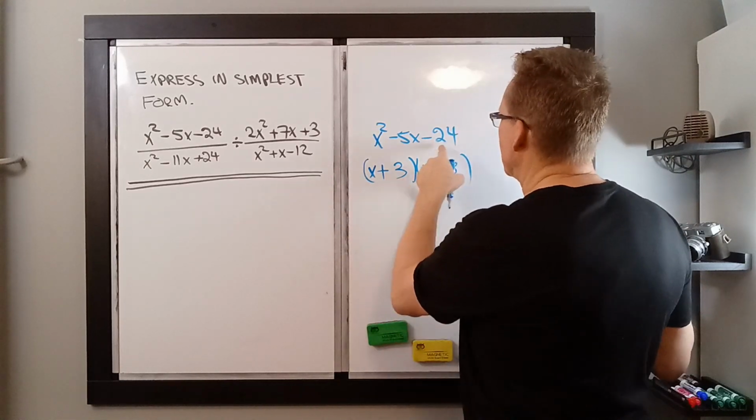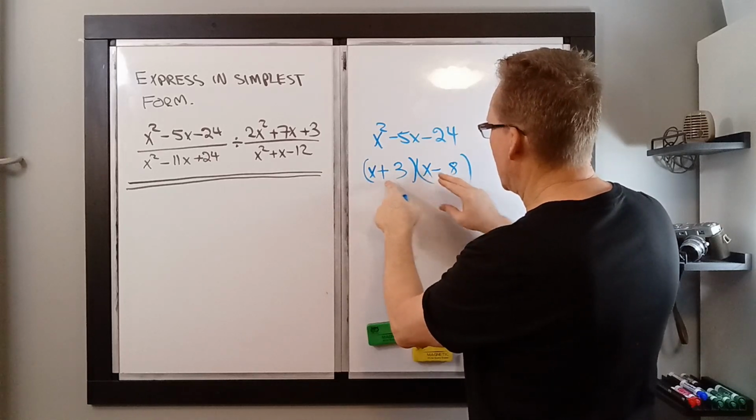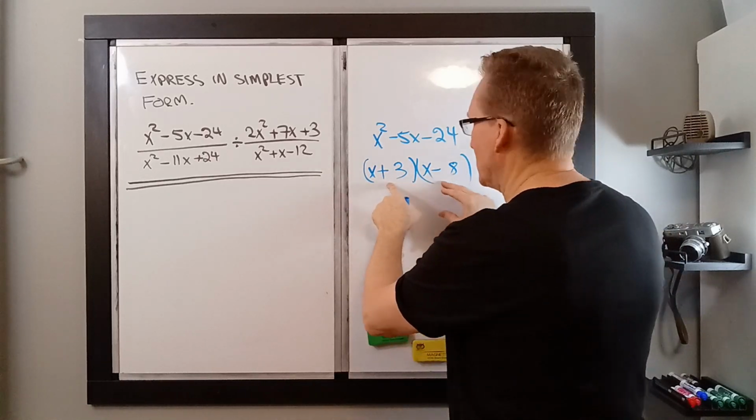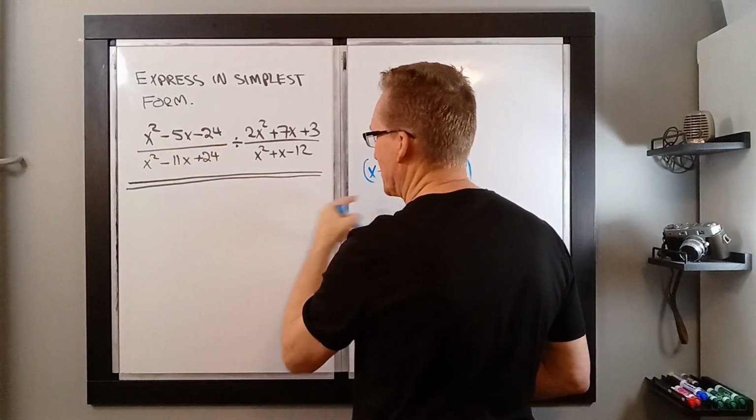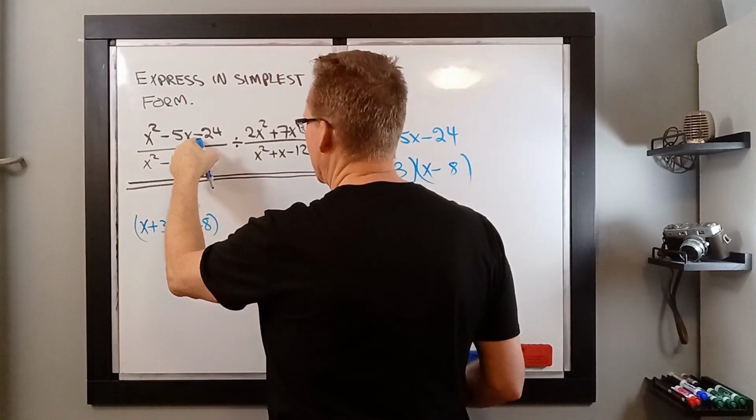So this times this is minus 24. This times this is x squared. Cross terms, 3x minus 8x, it works. So this here is now this top factor. I'm going to write this over here so we have it nice and clean. X, that's this term here.